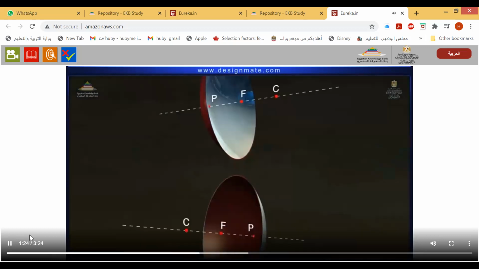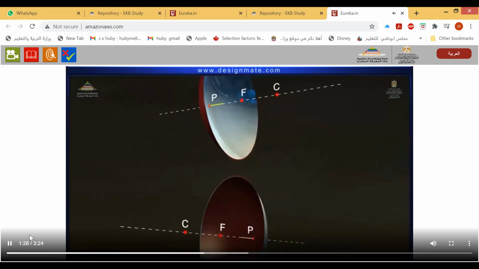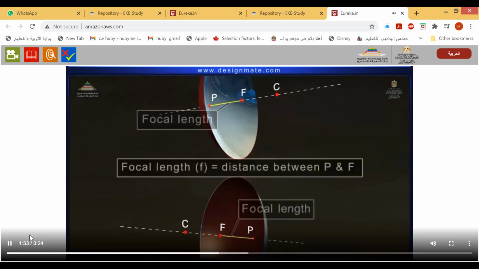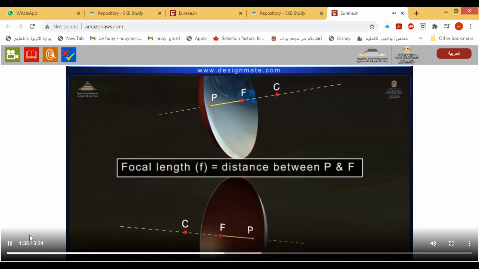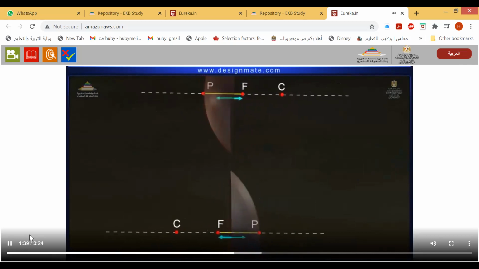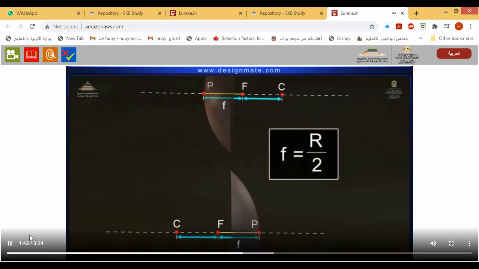Focal length. The distance between the pole of the curved mirror and its focus is called the focal length of the curved mirror. The focal length F equals the distance between P and F. Remember that the focal length is half the radius of curvature. That is, F equals R upon 2.